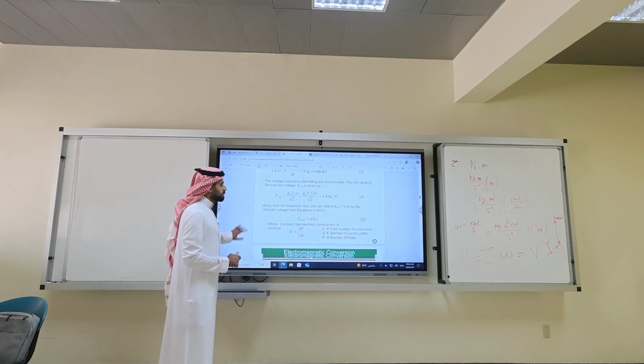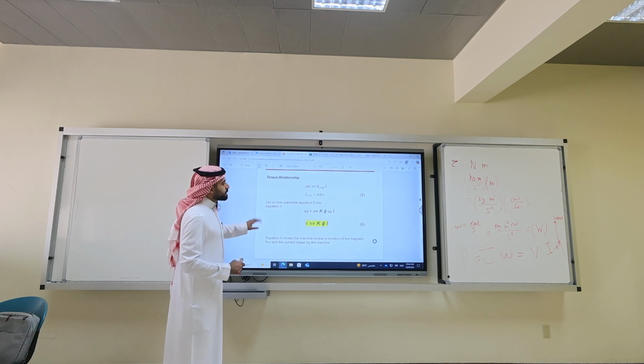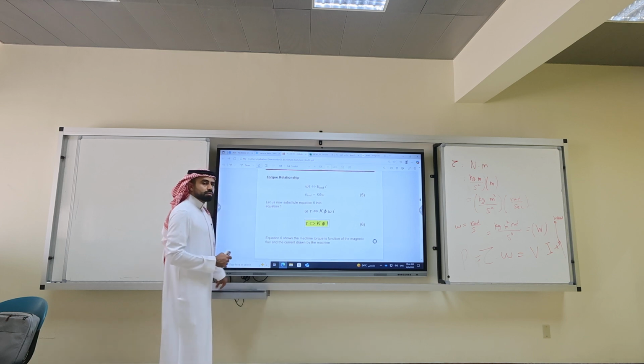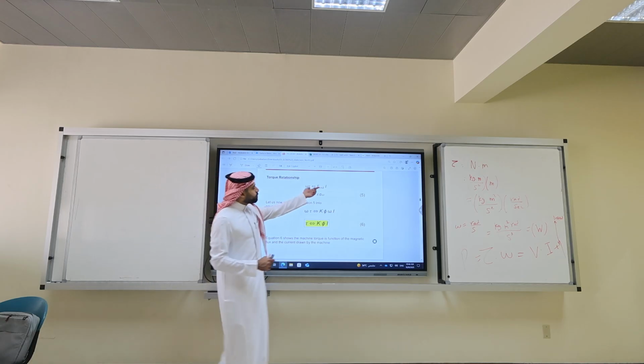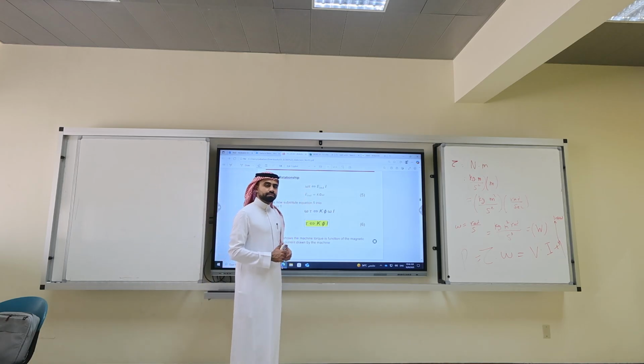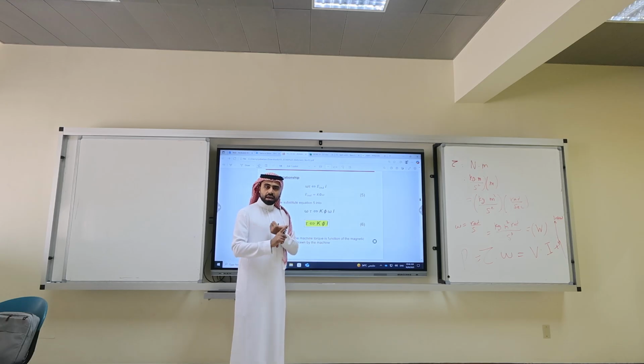Okay? Let me think. So I'm gonna finish early today because I don't wanna overrun the previous section. Can I replace the induced voltage with the V? Yes. If I replace the induced voltage with the V, I can write the torque as a function of the K, the flux, and the current.